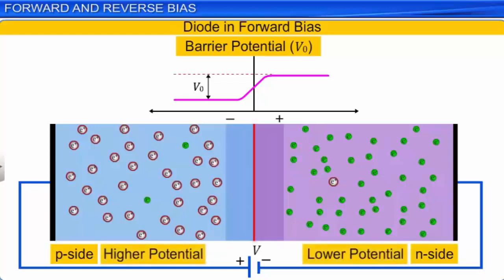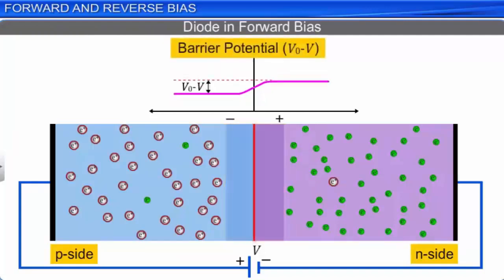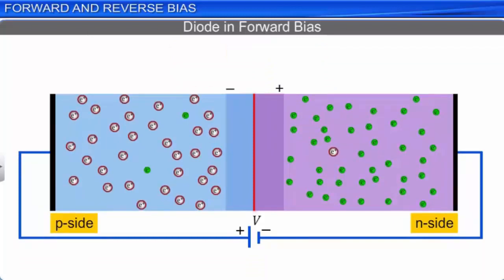Due to the forward bias connection, the barrier potential across the p-n junction decreases and becomes equal to the difference between the barrier potential V0 at equilibrium and the external applied voltage V. Also, when a diode is forward biased, the width of the depletion region around the p-n junction decreases.